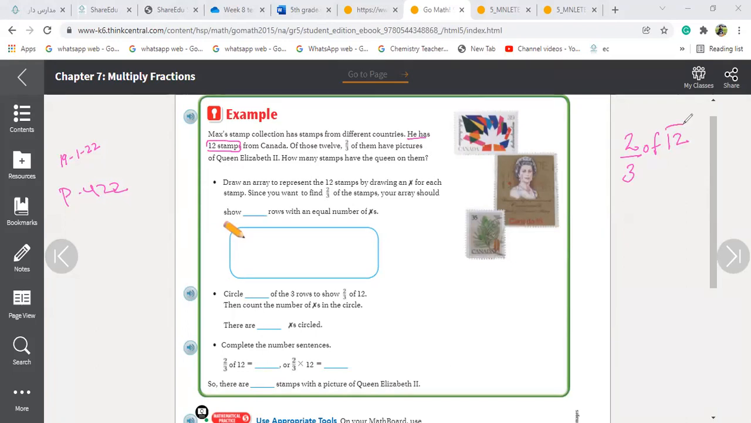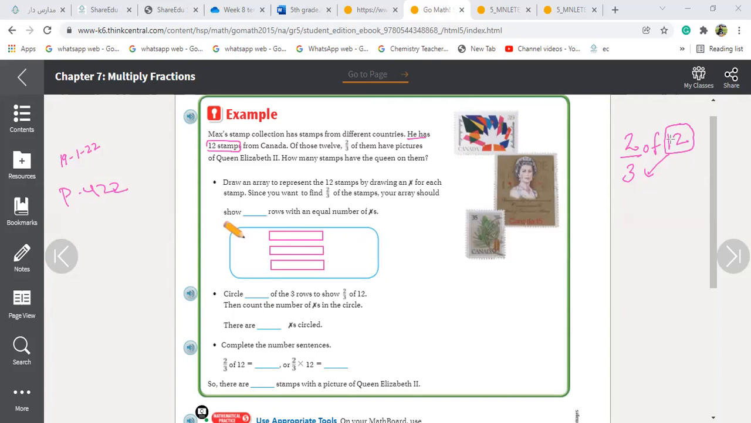Imagine you have 12 stamps and you have 3 bags. How many bags do you have? 3. How do you know that you have 3 bags? Because in the question they give 2/3, means out of 3 bags. Imagine this is the first bag, this is the second bag. One minute, let me draw properly. You have 1 bag, 2 bags, and 3 bags. This is your second bag, and this is your third bag, okay?